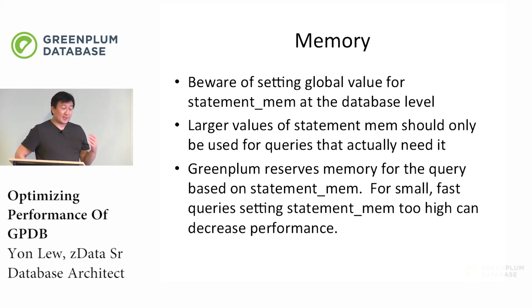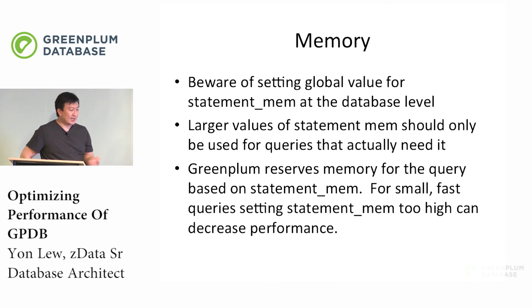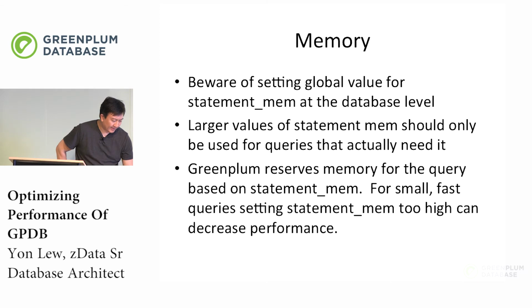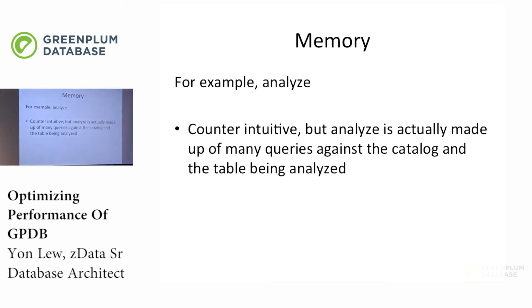which is why sometimes you can run an explain and get a query plan and it'll run out of memory. So for small, fast queries, setting statement mem too high can actually decrease performance. One example of that is analyze. This is counterintuitive. Most people think, I'm analyzing a big table. The table has hundreds of millions or billions of rows. It's gigabytes or terabytes large. I should give it a lot of memory. But if you look at what's happening under the covers, it's made up of a bunch of smaller queries that hit the catalog and then sample the table that's being analyzed.